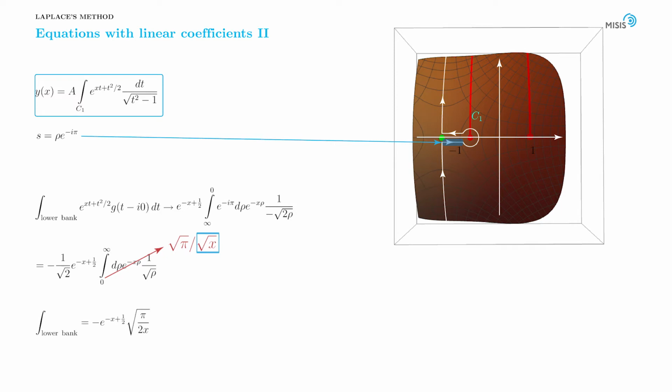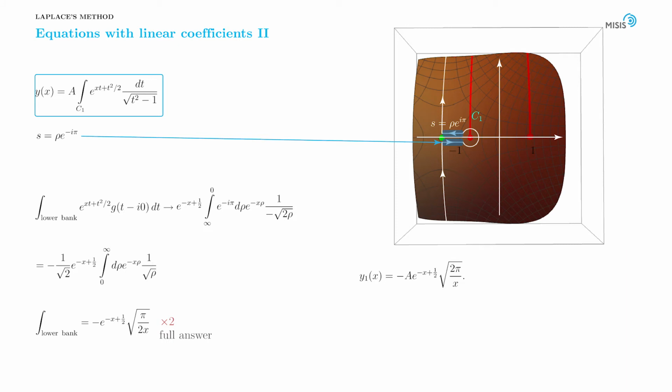An identical procedure holds for the upper part of the contour with the same kind of change. There, the pre-exponential function changes the sign, but the integral itself is taken this time from 0 to plus infinity. So double change of sign gives the same answer as for the integral along the lower bank. As a result, we obtain the following asymptotics for our solution for large positive x.